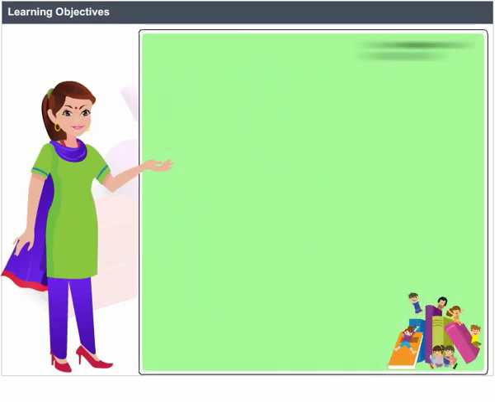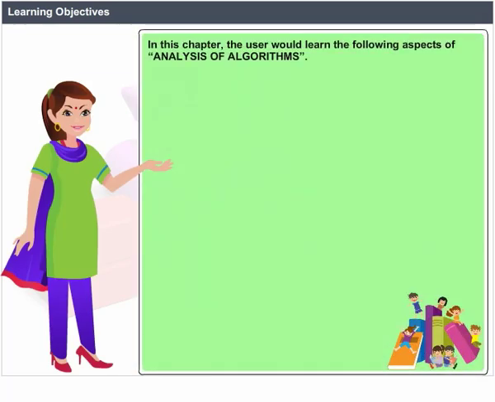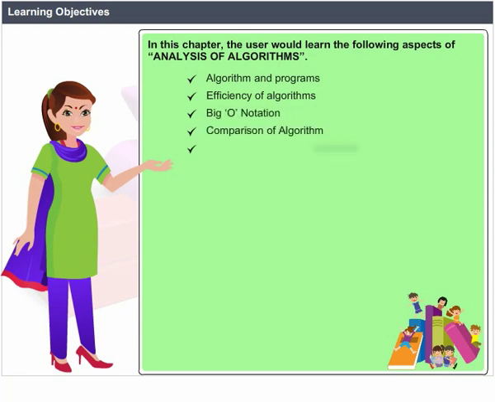Learning objectives. In this chapter, the user will learn the following aspects of analysis of algorithms: algorithms and programs, efficiency of algorithms, big O notation, comparison of algorithms, and sorting algorithms.